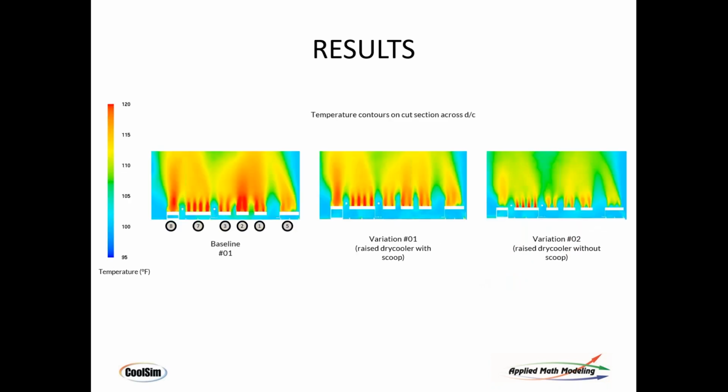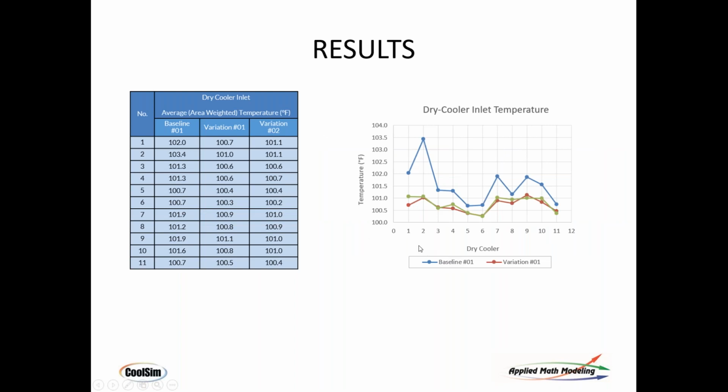And the conclusion was that the chimneys did help. So there's the baseline, there's the variation in the center with the dry cooler and the scoop, and then there's one over here without the scoop. Easy enough to do. And then you can plot them. How do they look?